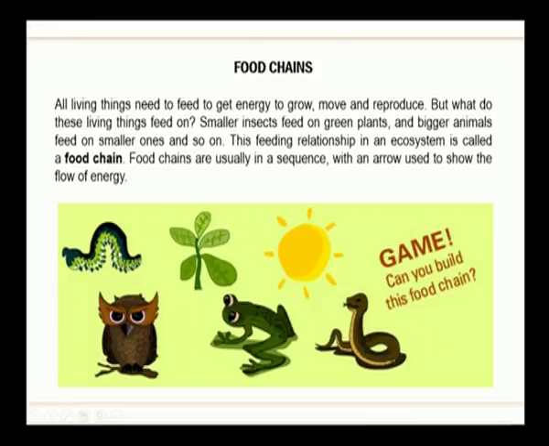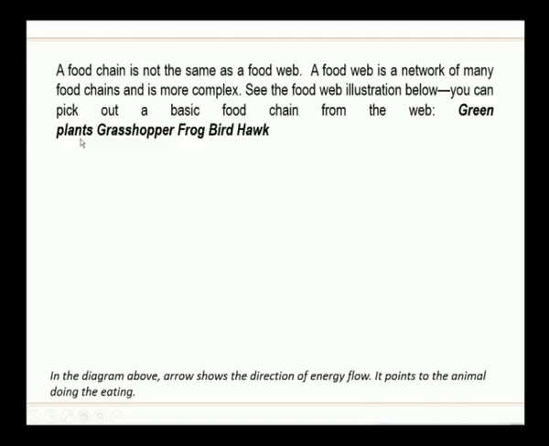And as we know, snails are usually eaten by frogs, and the frogs are eaten by snakes, and finally the owl which eats the snakes. So it's like a food chain. So these are the elements which cannot produce their own food, and they are dependent on each other for their own growth and reproduction. A food chain is not the same as a food web.